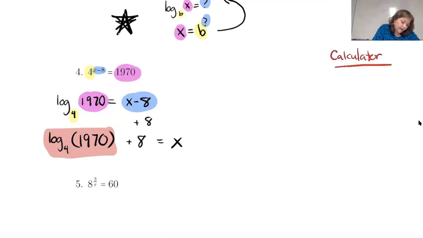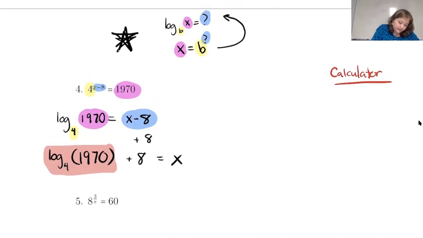So what you want to write in your calculator, instead of log base 4 of 1970, you can write that as just regular log, which has the base of 10, the common log. So that's the only thing the log calculators have. Some calculators do have the capability of putting that base in, and if that's what your calculator has and you're more comfortable with that, go ahead.